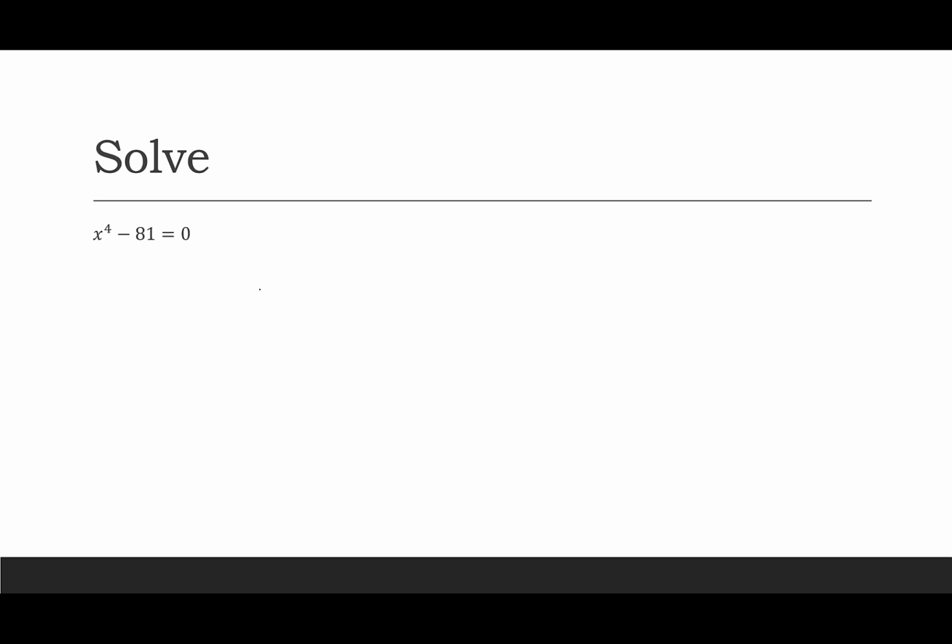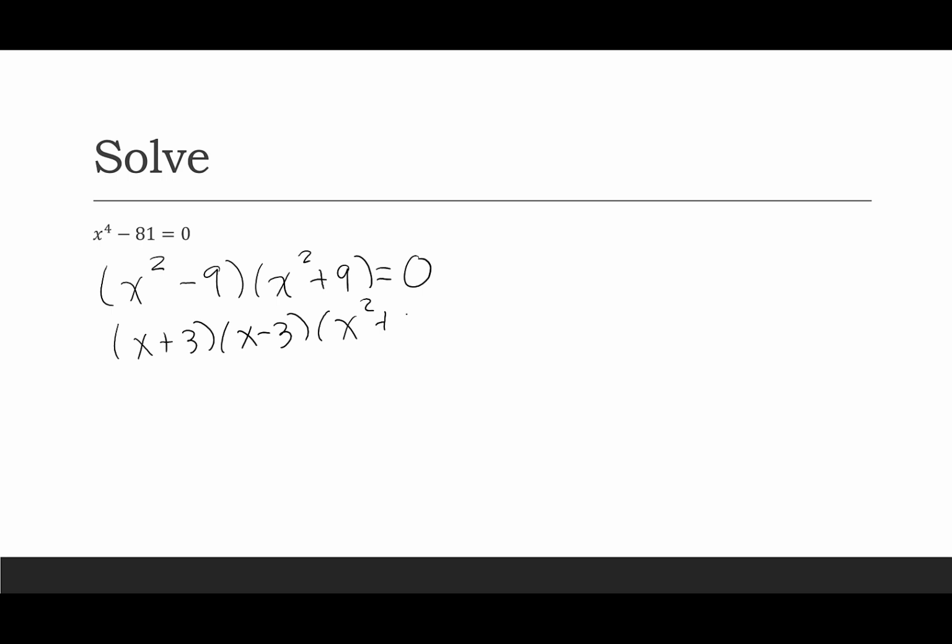So we're going to start with this x to the fourth minus 81 equals 0. And this looks like the difference of squares, so I try to start kind of easy. So if I think of the difference of squares, x to the fourth will split into x squared minus 9, and x squared plus 9 is 0. But I can go a little bit farther. X squared minus 9 is x plus 3 times x minus 3. Then I have x squared plus 9 equals 0.